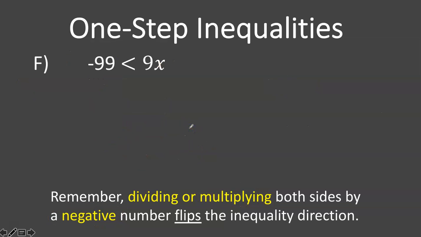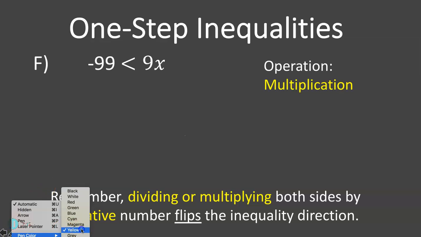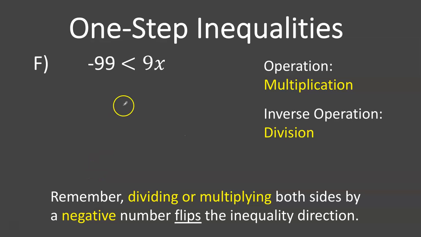We have one final example. -99 is less than 9x. Think about how 9 and x are separated. If you see no operation in between, the operation is multiplication. So the original operation is multiplication, which means the inverse operation is division. So we're going to divide both sides by the number that is keeping x from being alone. And the number that is keeping x from being alone is that 9. The whole goal is to isolate the x, so you have to get rid of that 9.